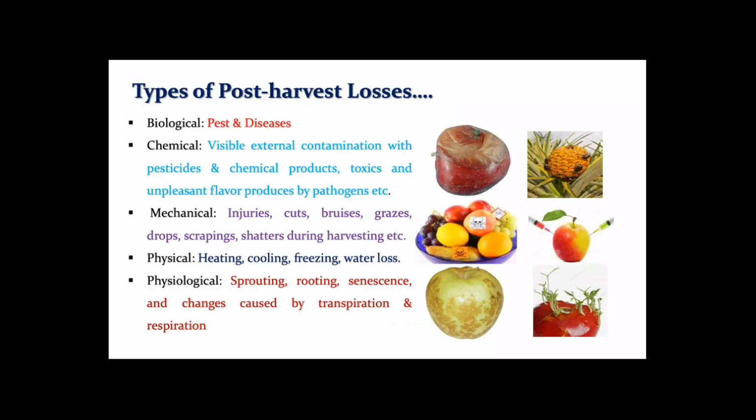So the types of post-harvest loss have biological, pest and disease. Sometimes a crop might get a pest or disease on it, which manifests itself after harvesting. You have chemical, visible external contamination with pesticide and chemical products, toxins and unpleasant flavour produced by pathogens. Mechanical, you have injuries, cuts, bruises, grazes, scrapings, shatters during harvesting, etc.